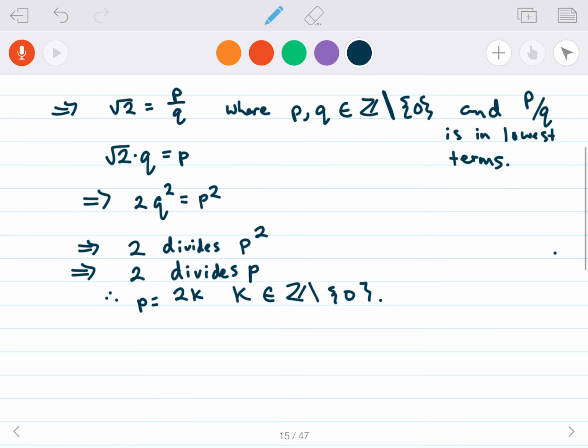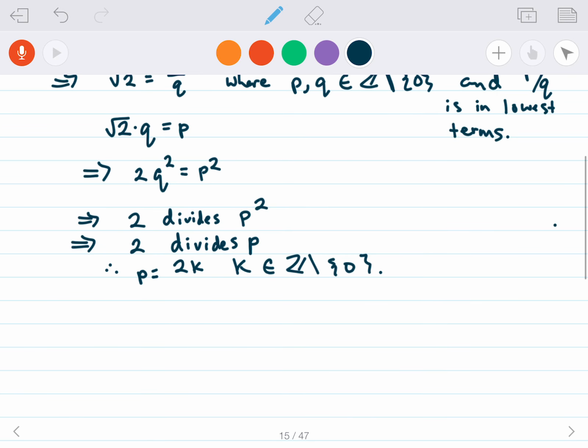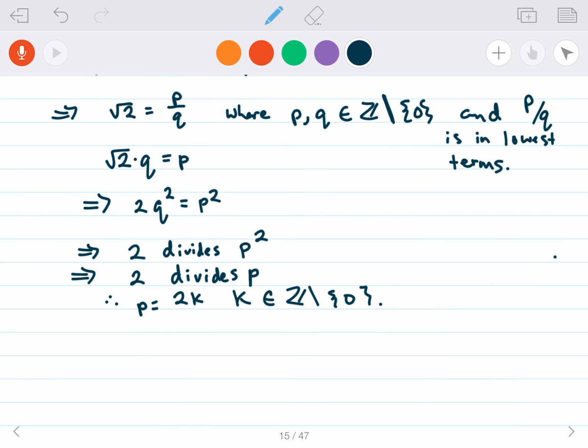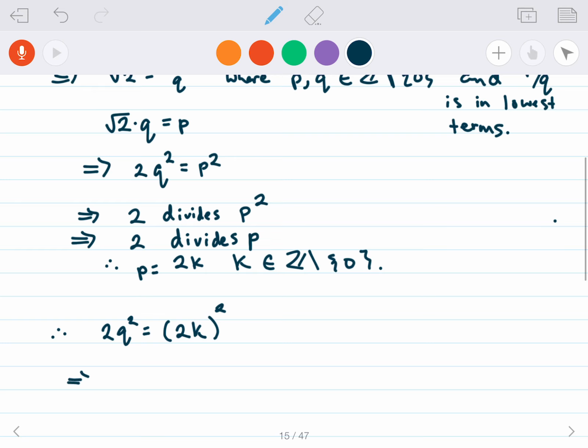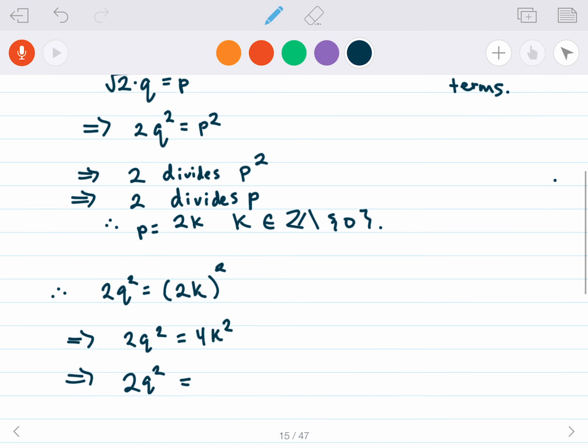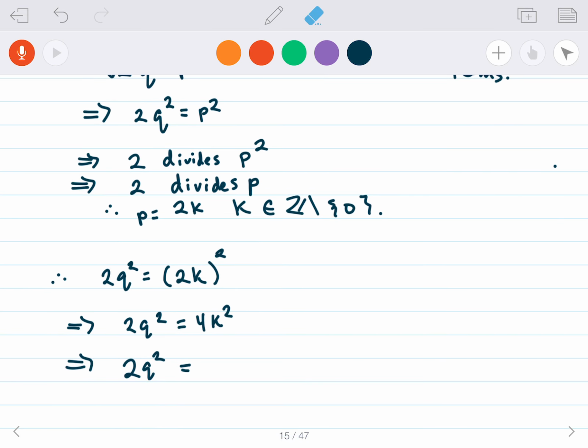And then from here, we can go ahead and do the substitution. Since p is an even integer, we can substitute that in right here. And we can say that, therefore, 2q squared is equal to 2k squared, which implies that 2q squared is equal to 4k squared, which implies q squared is equal to 2k squared.